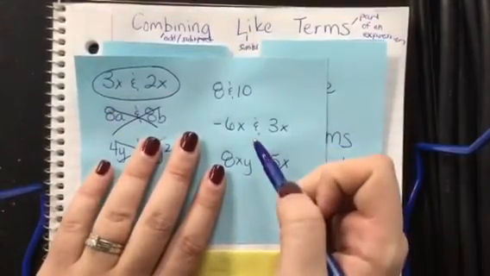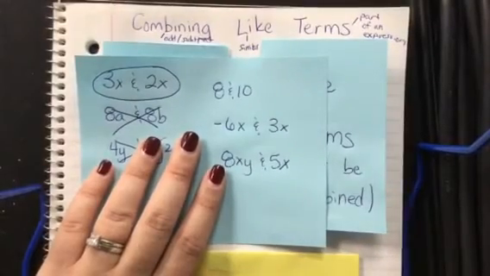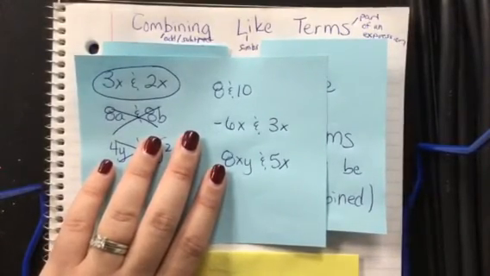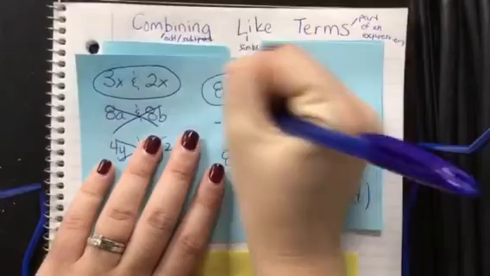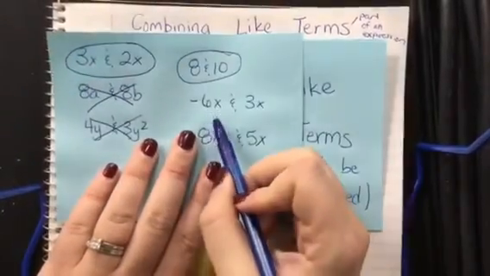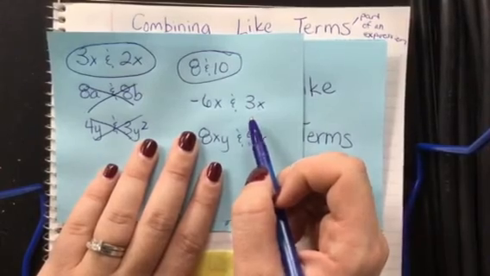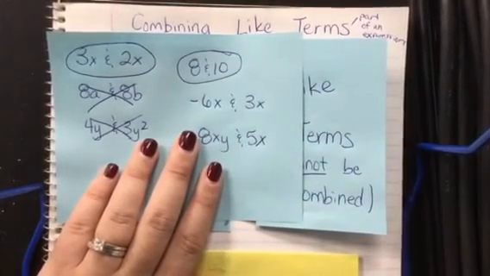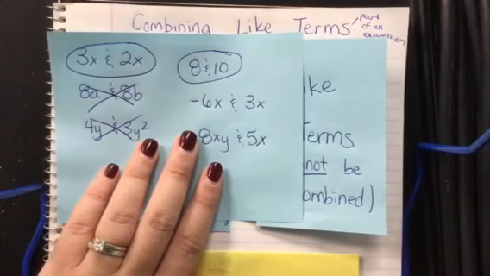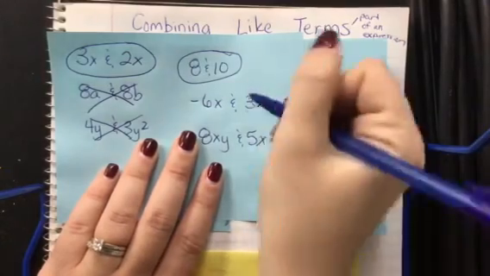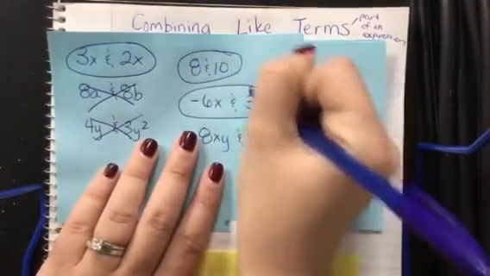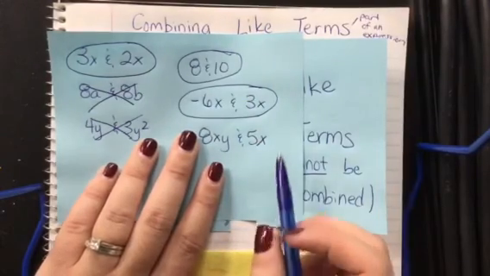8 and 10, like or unlike? Why are they like? There's no variable or exponent. Negative 6x and 3x, like or unlike? They're unlike because one's negative? No. The only thing we look at are exponents and variables, so they are like. I threw in a tricky one.